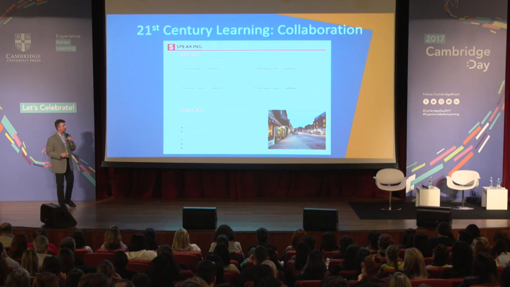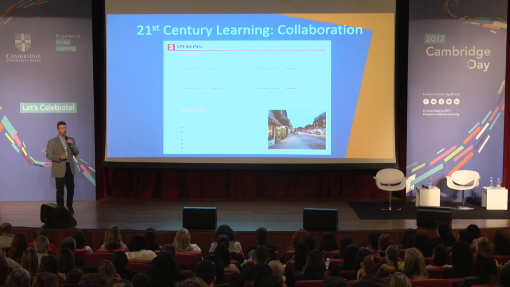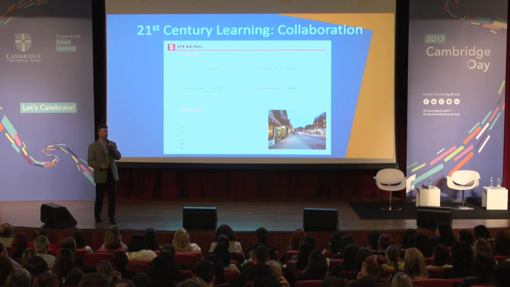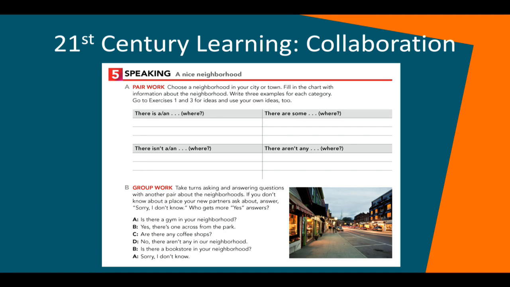Here's another example. This is an example about talking about your community, talking about your town, okay? So first, the students are going to work together in pairs, and they're going to talk about what is in their town, what is not in their town. And that's good, right? Working in pairs. You can get a lot of information from another student.